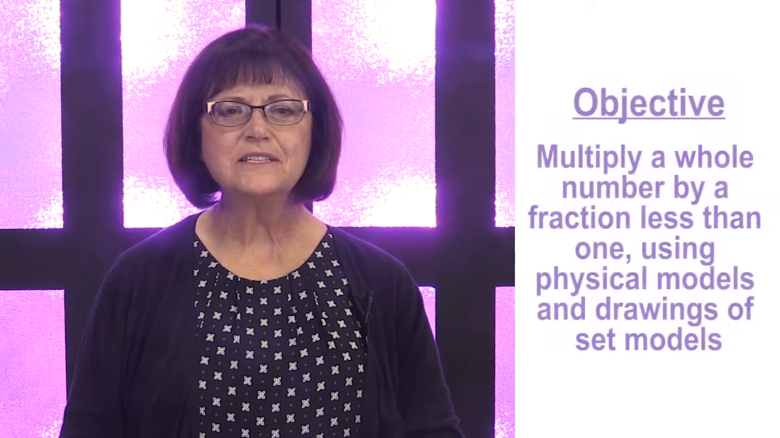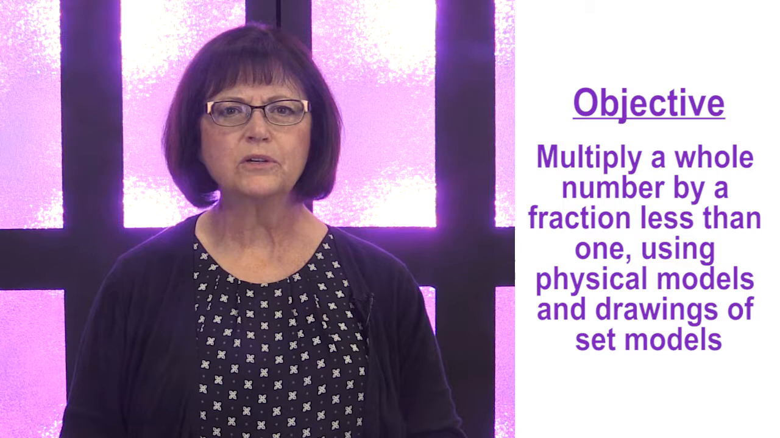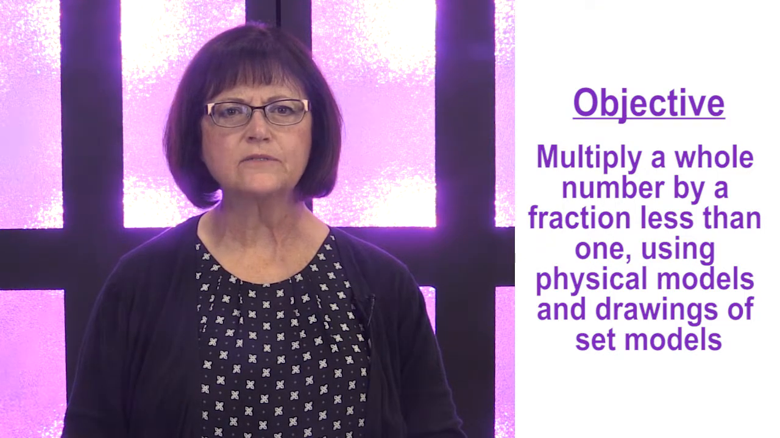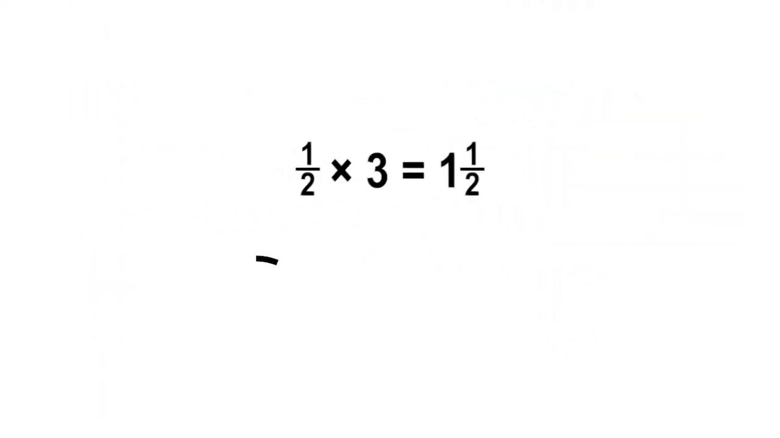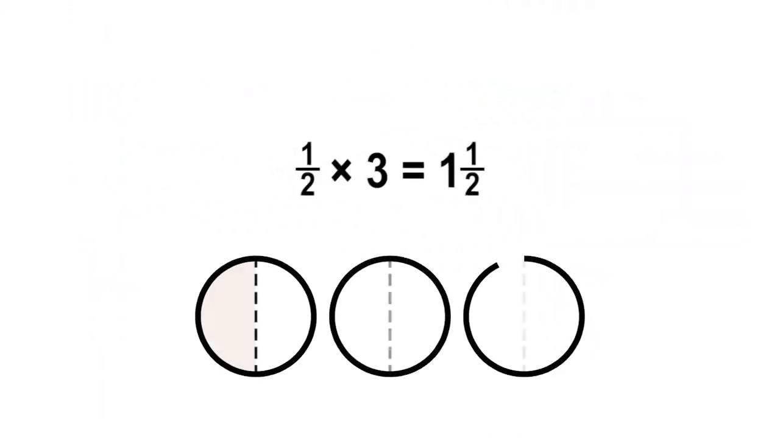The objective of this lesson is to multiply a whole number by a fraction less than 1 using physical models and drawings of set models. In previous lessons, students have multiplied a whole number by a unit fraction with models. Students should be encouraged to use this as a strategy for finding products using non-unit fractions as a multiplier.